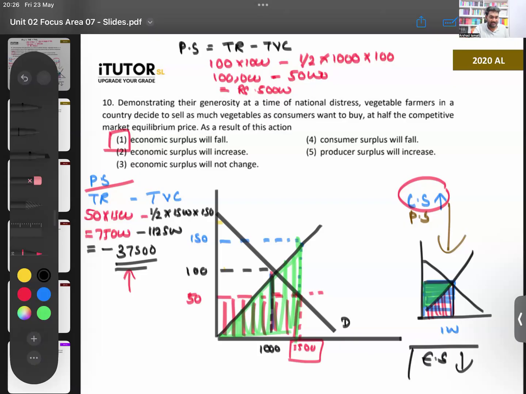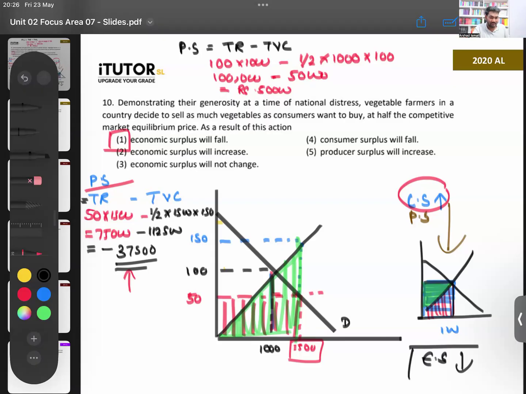How did we take TVC as producer surplus? I never said TVC is producer surplus. Producer surplus is total revenue minus total variable cost. Total variable cost is different, producer surplus is different. So here, total revenue minus total variable cost. In both situations, that's what I did.